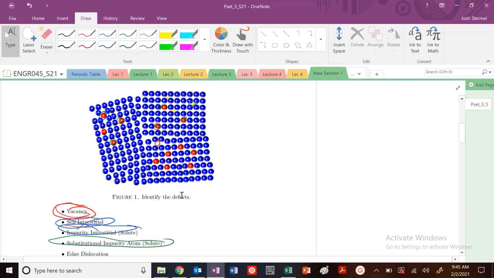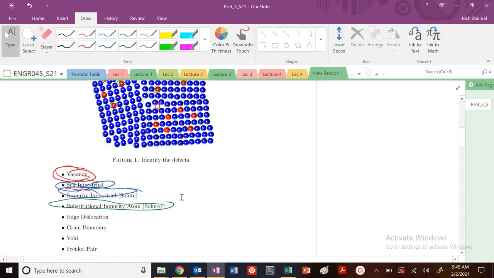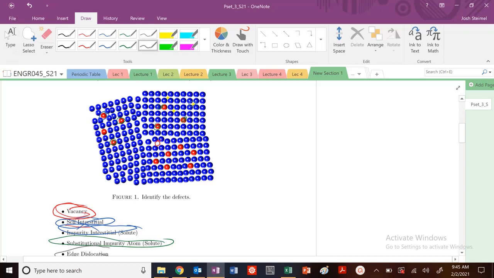What about an edge dislocation? Let's go ahead and use this. Can we see an edge dislocation here? Well, actually, you're going to see this extra line, right? And then it terminates here. Let me erase that. This is going to be my edge dislocation right here. An extra half plane terminates there.